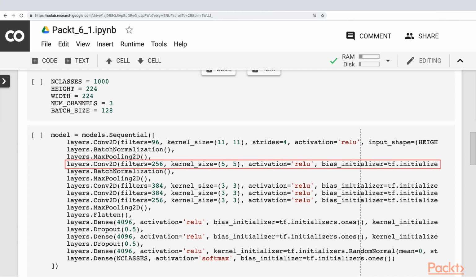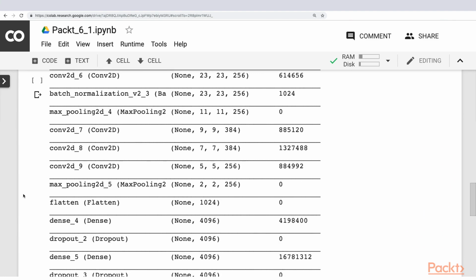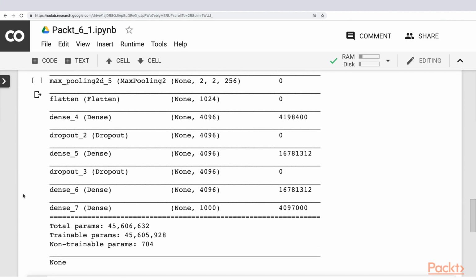Second convolution layer with 256 filters, and a 5x5 kernel, followed by a normalization layer and max pooling. Then we have 3 consecutive convolution layers with different numbers of filters, but the same 3x3 kernel. Next comes a max pooling layer and a flatten layer. Next, a dense layer with dropout, and another dense layer with dropout, followed by an output layer. The number of neurons in the output layer is the number of categories you would like to classify images into. The activation used here is softmax. This model has over 45 million parameters.